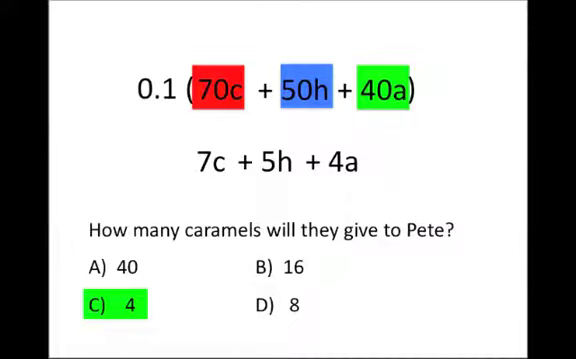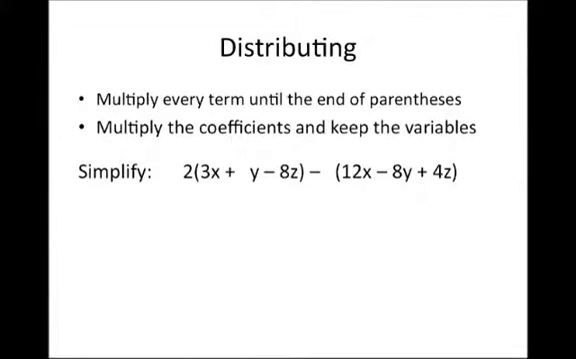What we just did is called the distributive property. We multiplied every term within the parentheses by the factor of 1/10. To summarize, when a number is written next to parentheses, it's trying to tell you that everything within the parentheses should be multiplied. We multiply the coefficients and keep the variables. Now let's simplify 2 times the quantity 3x plus y minus 8z, take away the quantity 12x minus 8y plus 4z.